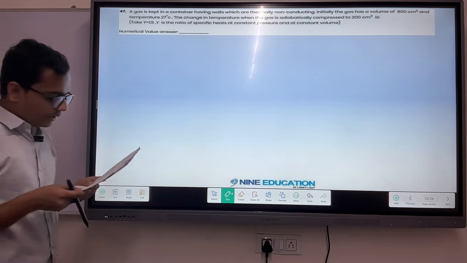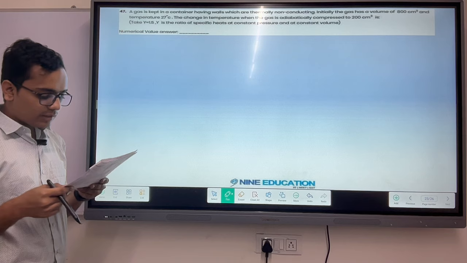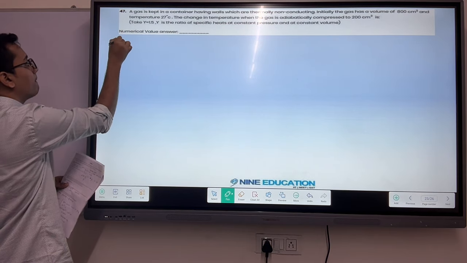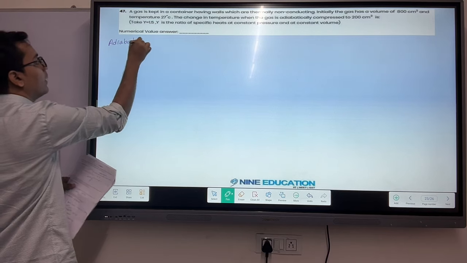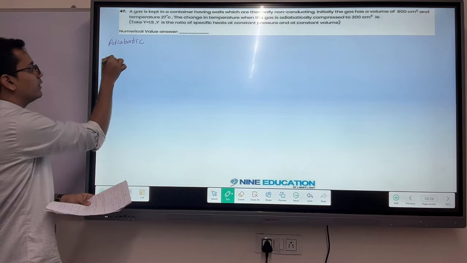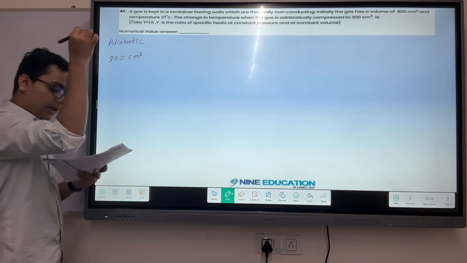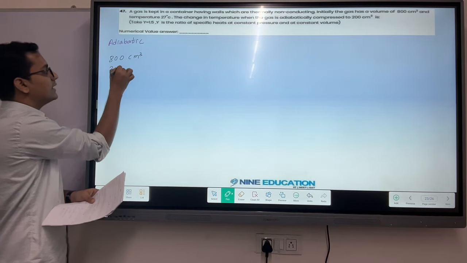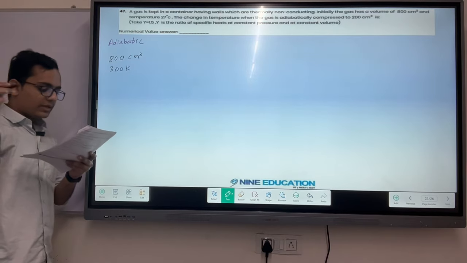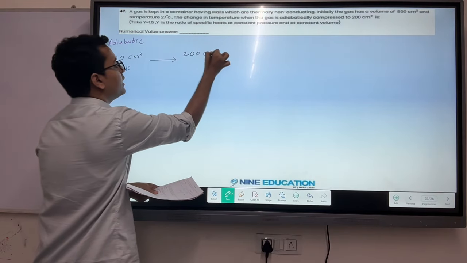Okay. Question 47. They are saying a gas is kept in a container having walls which are thermally non-conducting. Non-conducting means adiabatic. Initially gas has volume of 800 centimeter cube, and temperature is 27 degrees Celsius, which means 300 Kelvin. Find the change in temperature when the gas is adiabatically compressed to 200 centimeter cube.